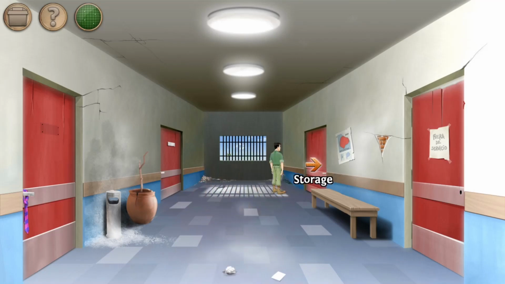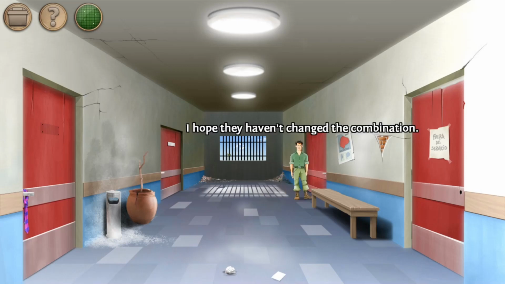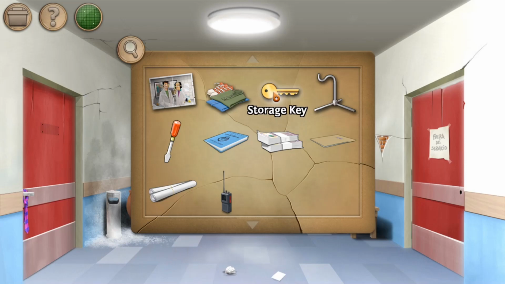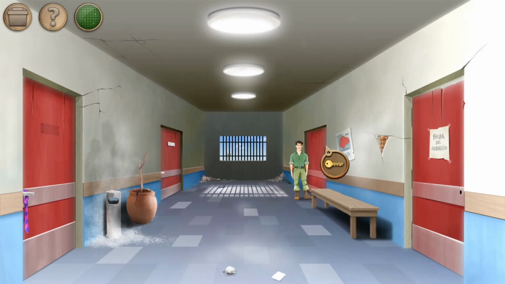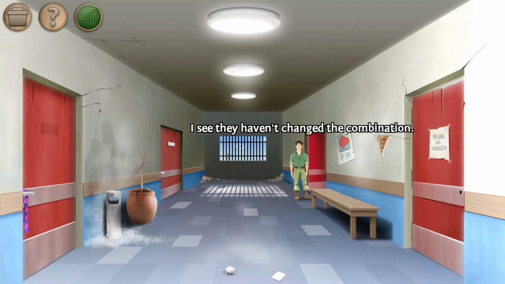So let's just go to the entrance, then turn back. I guess I've given them enough time. If we try to enter the storage, locked. I hope they haven't changed the combination. We already have the key. Excellent. I see they haven't changed the combination.